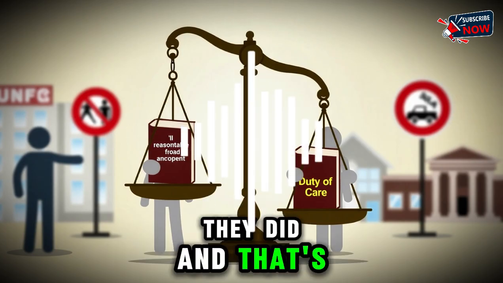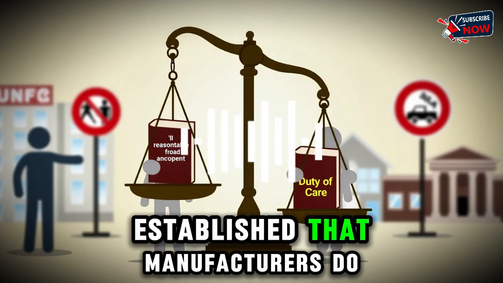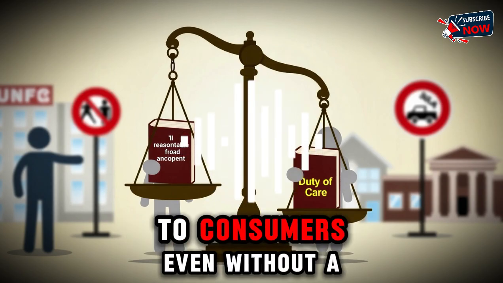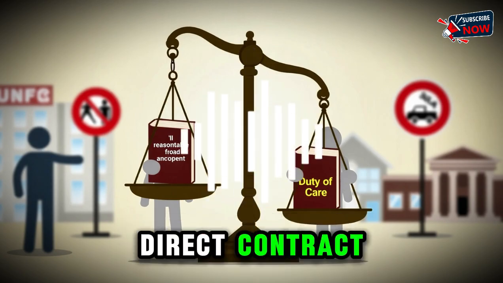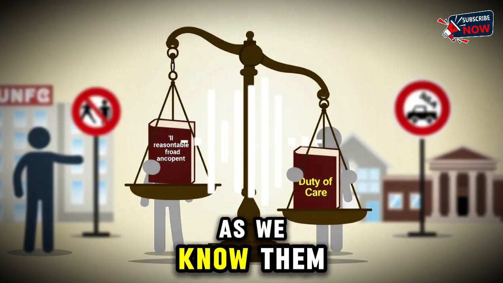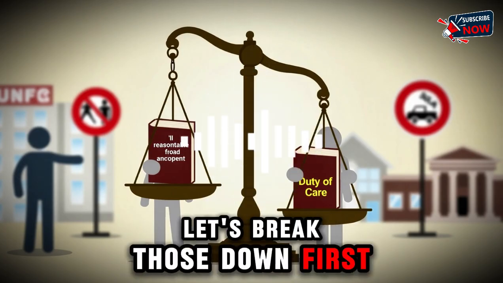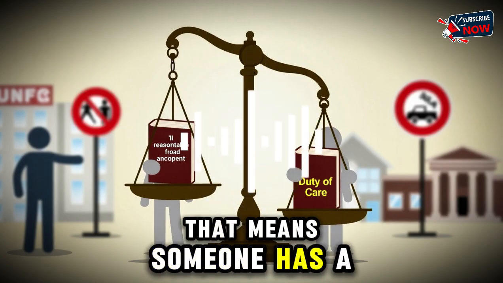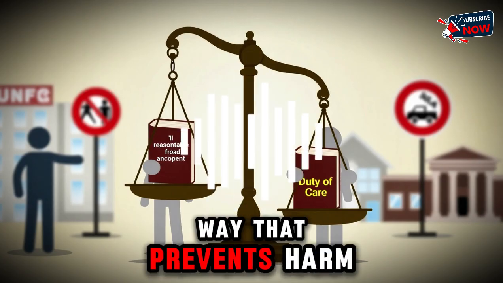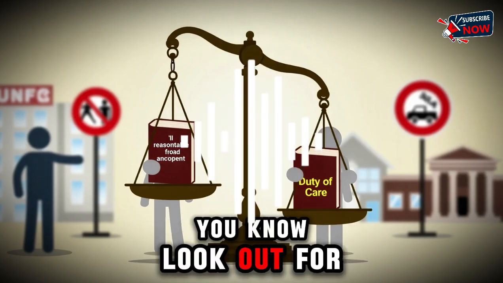They did, and that's what made Donoghue v. Stevenson so revolutionary. It established that manufacturers do have a duty of care to consumers, even without a direct contract. So this case laid the foundation for negligence claims as we know them, and it established three core elements. Let's break those down. First, there's duty of care. So that means someone has a legal obligation to act in a way that prevents harm to others. It's kind of like this unspoken agreement that we'll all look out for each other.